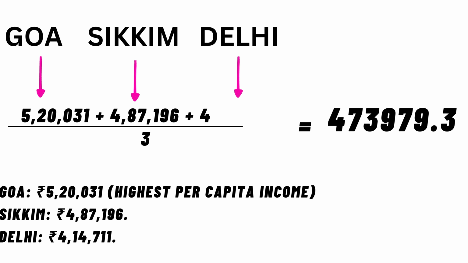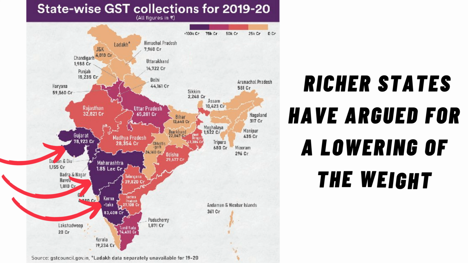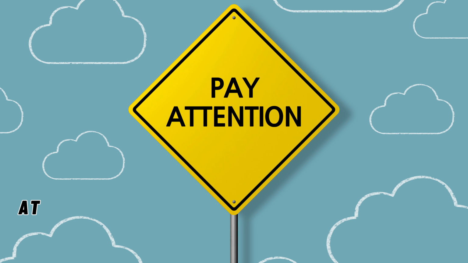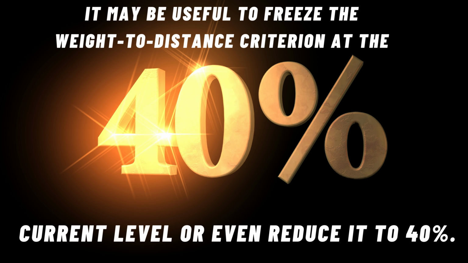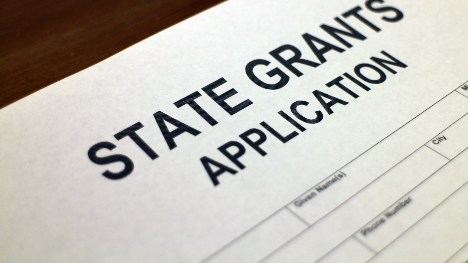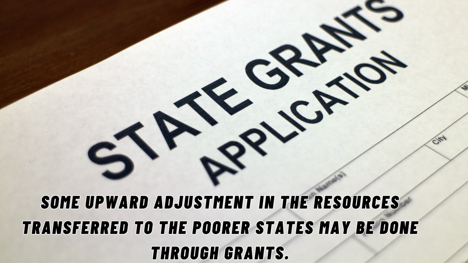At present, per capita income has the highest weight of 45%. It had an even higher weight previously. Many of the richer states have argued for a lowering of the weight given to this criterion. Attention needs to be paid to the needs of the lower income states. These states are expected to provide a relatively larger share of demographic dividend to India in future, provided attention is paid to the educational and health needs of their populations. It may be useful to freeze the weight to distance criterion at the current level or even reduce it to 40%. Some upward adjustment in the resources transferred to the poorer states may be done through grants.